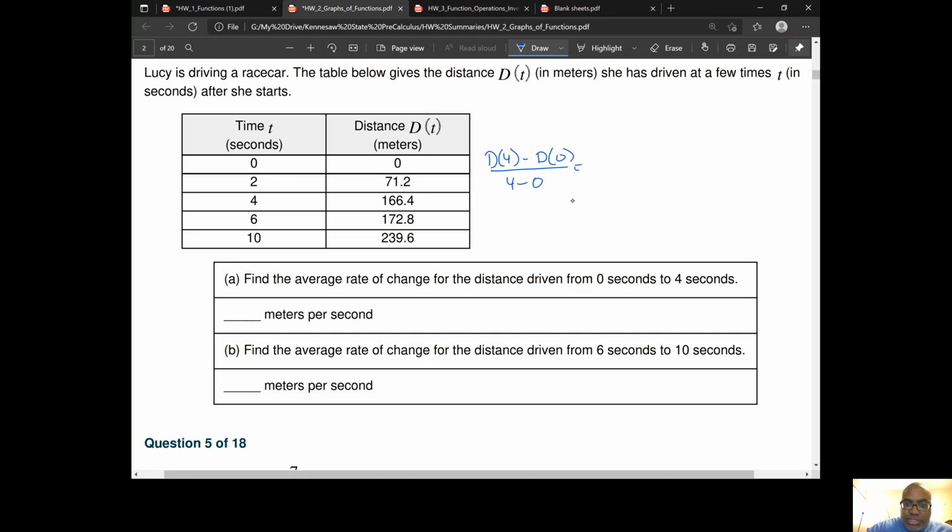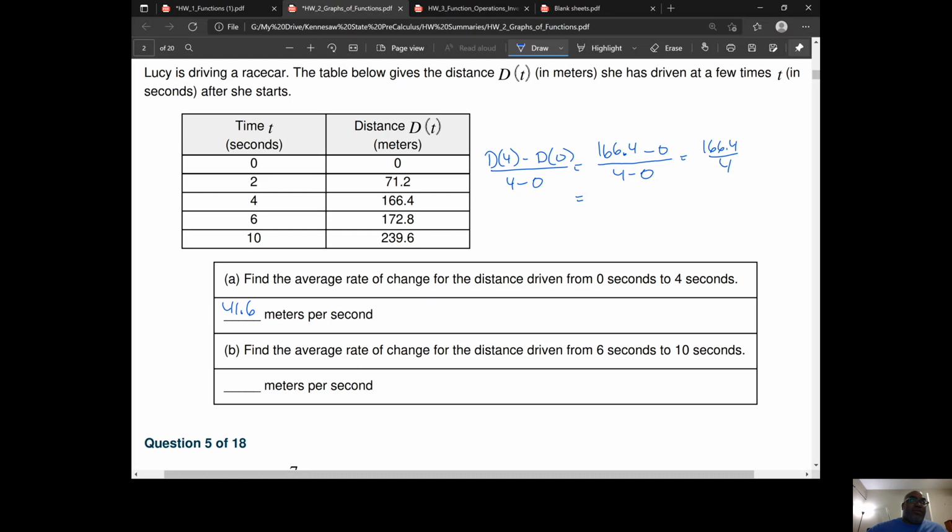So d of 4 is 166.4 minus d of 0, which is 0, over 4 minus 0. So 166.4 over 4. And my answer is 41.6 meters per second. That part is fun.